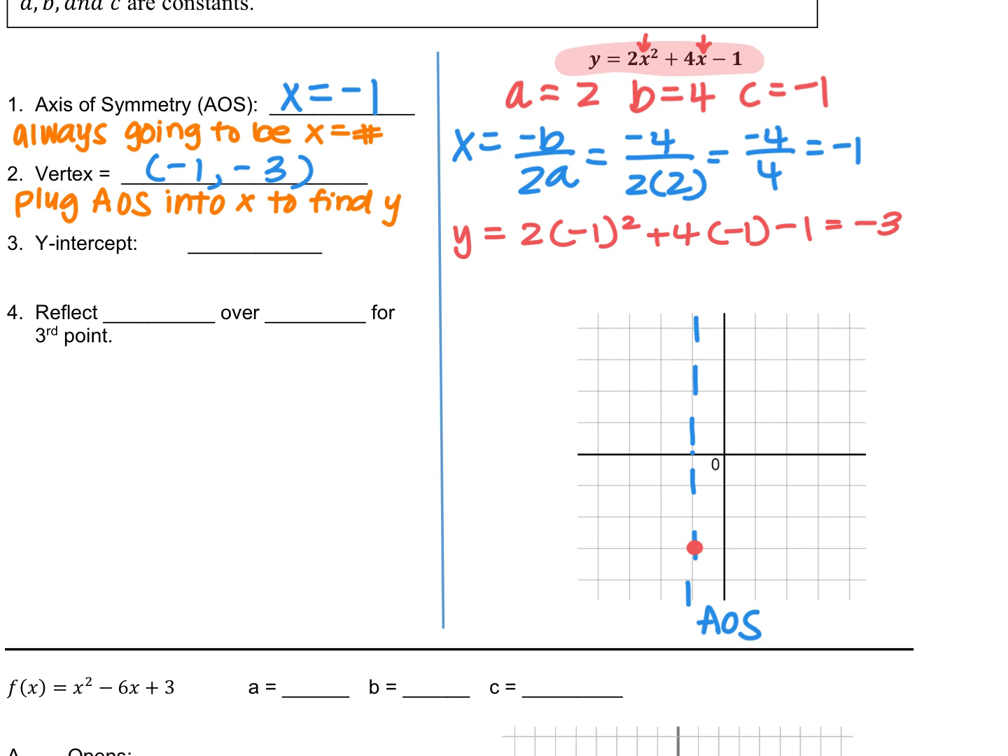Okay. It asks for the y-intercept. The y-intercept is always going to be found by doing 0, C. So the point is 0, comma, C. C is that very last value. So C is -1 here. That means my y-intercept is at 0, -1. So here's my y-intercept right here.